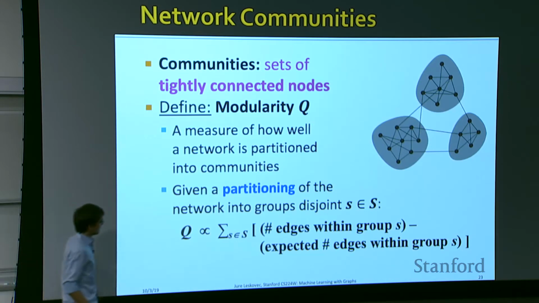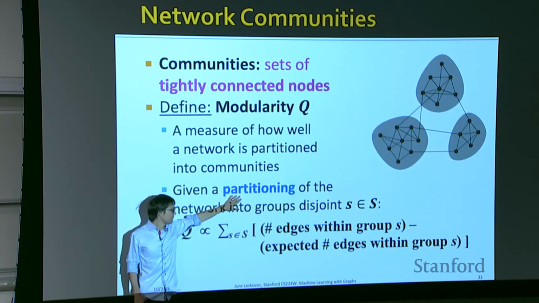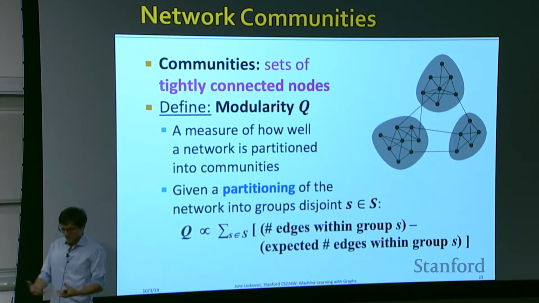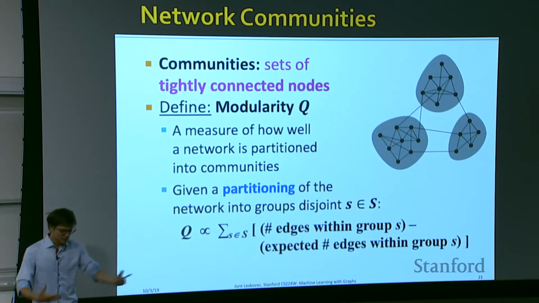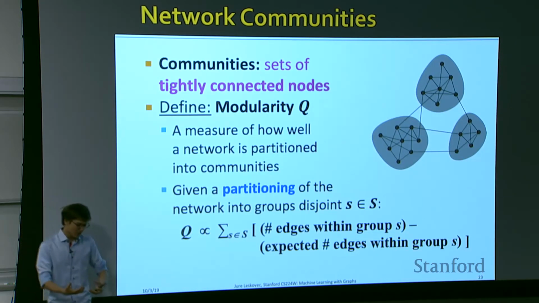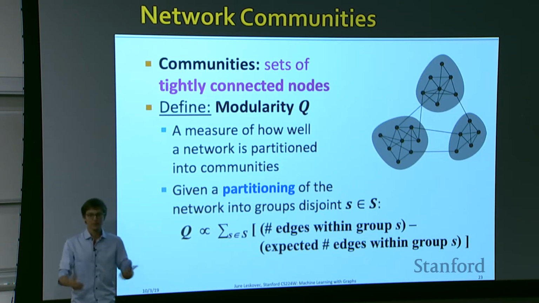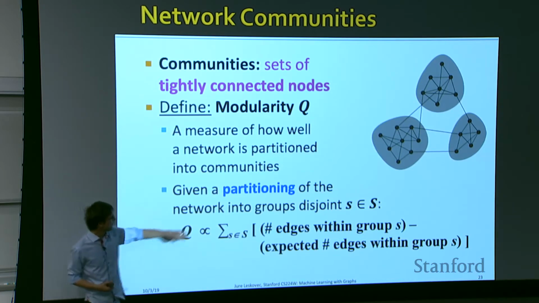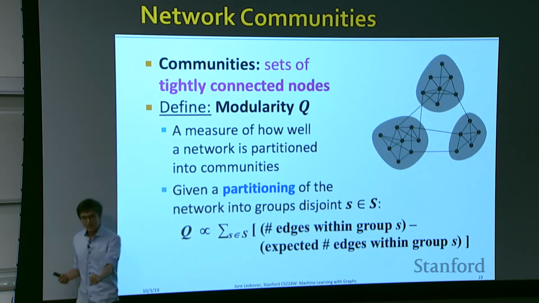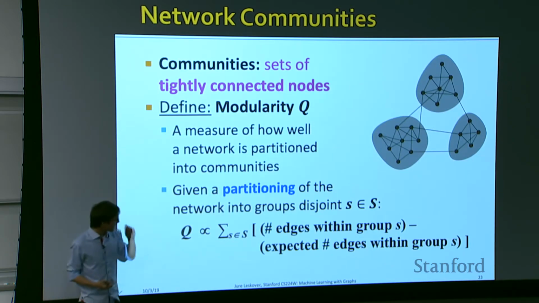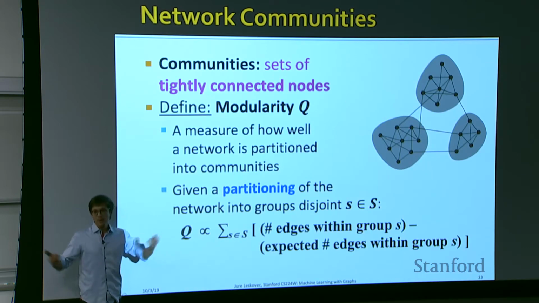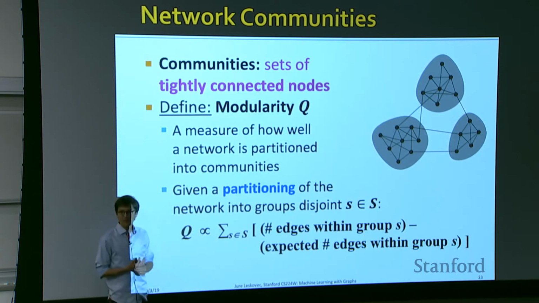First, I should define what a partition is. A partition is just you take the nodes of the network and you split them into groups such that every node is a member of exactly one group. That's called a partition in mathematics, okay? So we want to assign every node to exactly one group, and then measure how well we discovered the clusters.